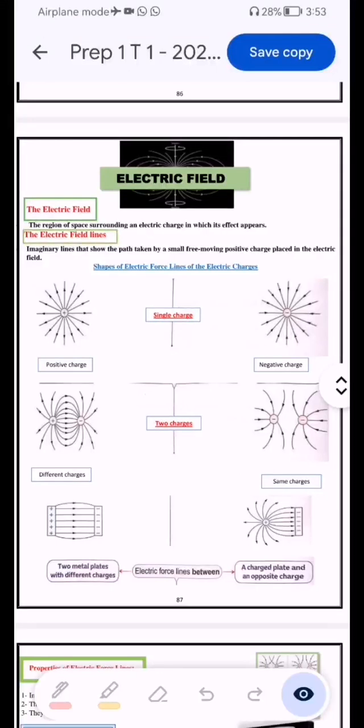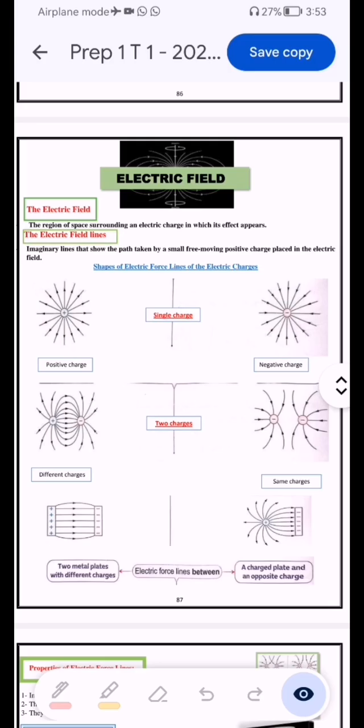Now we will talk about the electric field. Look at the charges, positive charge or negative charge. There is a region of space around the charge in which the effect of a charge appears. As you studied in the previous year about the magnet, we said there is a region around the magnet in which the effect of the magnet appears. Charges are like magnets. There is a region around them in which the effect of a charge will appear.